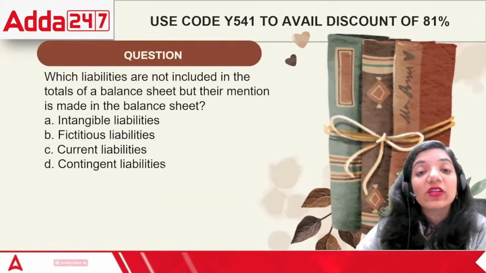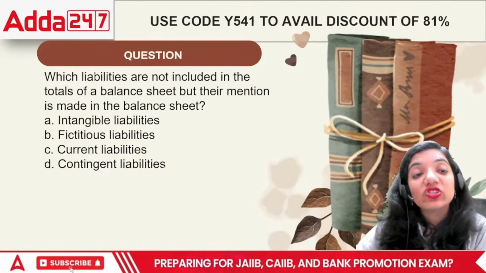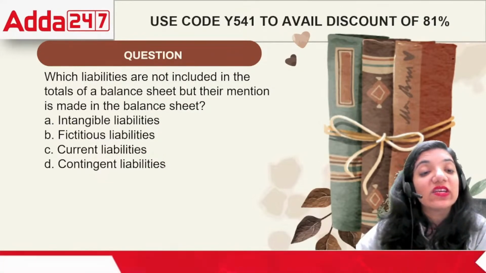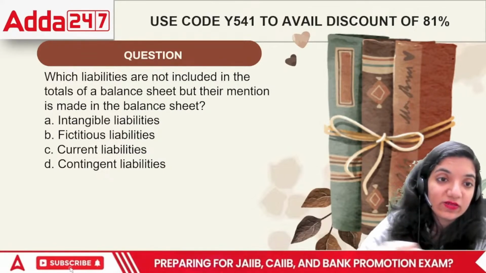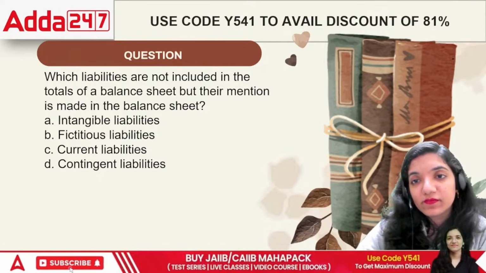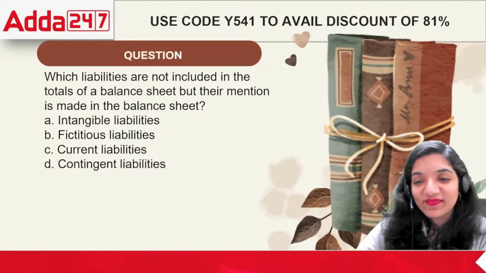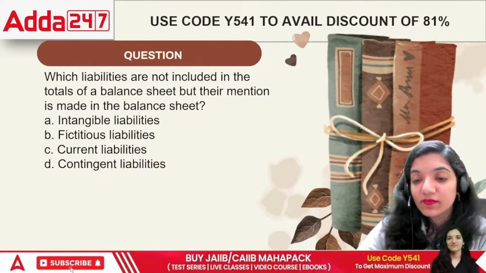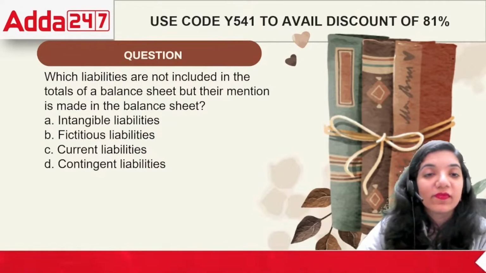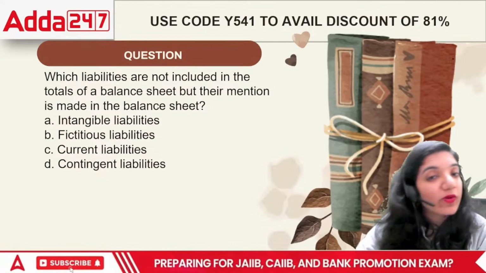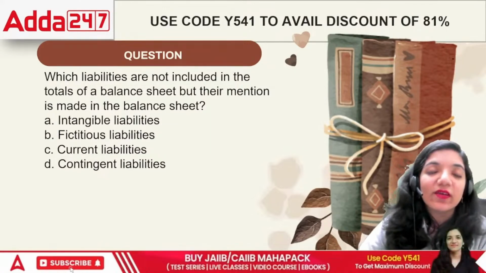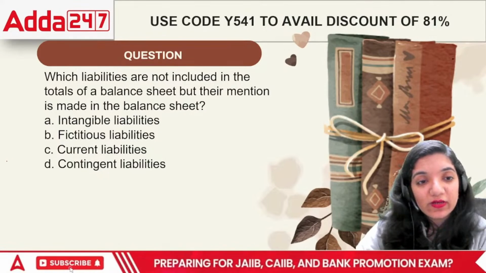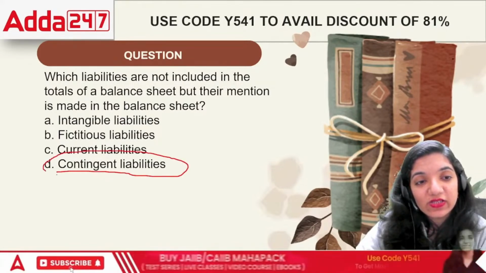Which liabilities are not included in the total of the balance sheet, but their mention is made in the balance sheet? Intangible liabilities, fictitious liabilities, current liabilities, or contingent liabilities? If I talk about the liabilities which are not included in the balance sheet, that is contingent actually. Contingent means it is uncertain, and since the things are uncertain, we do not even know whether it will turn out that way or not. That is something that we'll define as contingent liabilities.